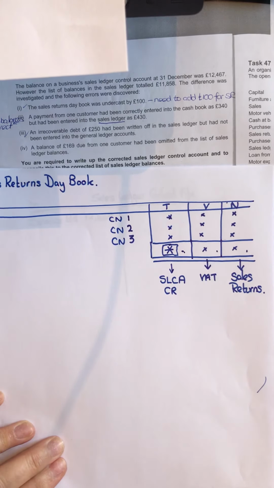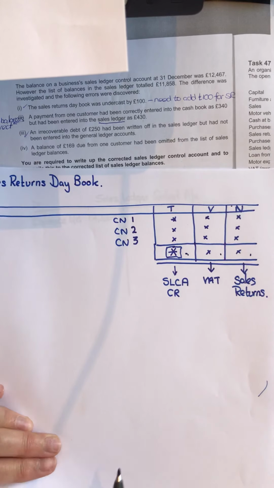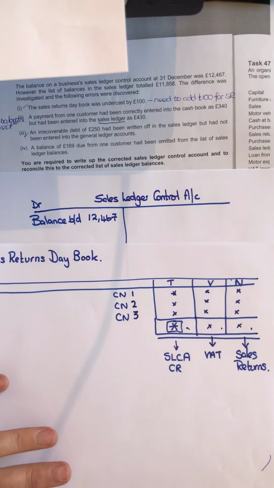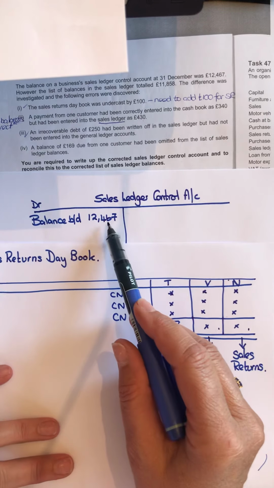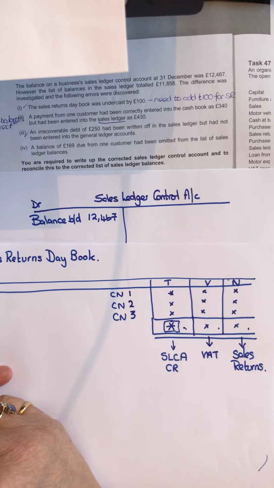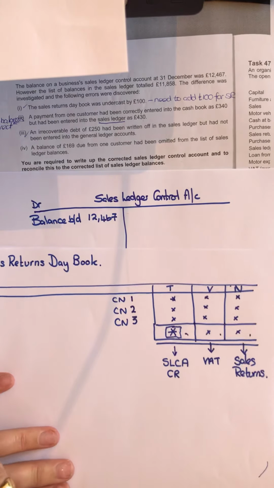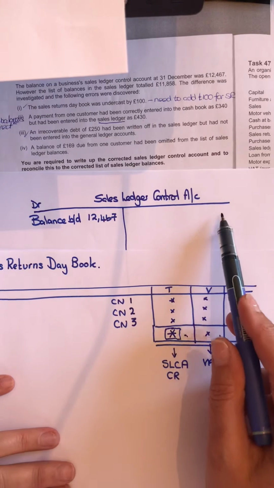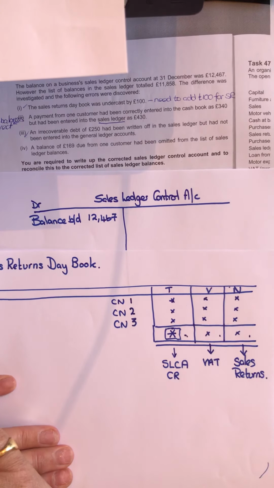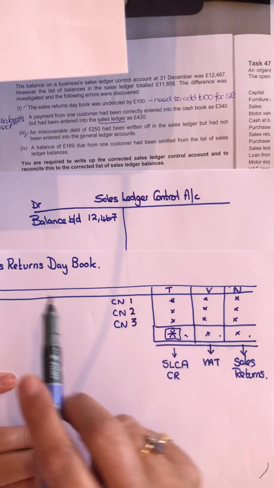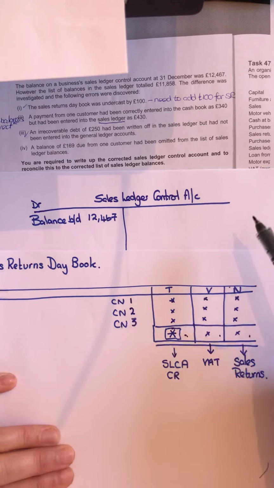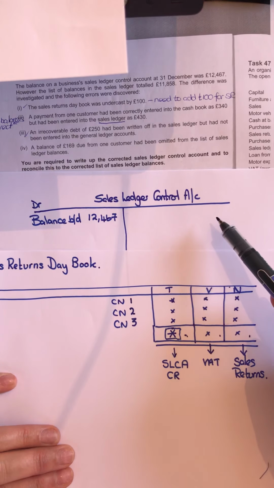Now the sales returns is lowering what your customers owe you. So if what we put on the sales ledger control account when they owed us money was on the debit side, if they now owe us less, in order to reduce that figure, it would have to go on to the credit side. So the figure from the totals column of the sales returns daybook would go on to the credit side of the sales ledger control account.